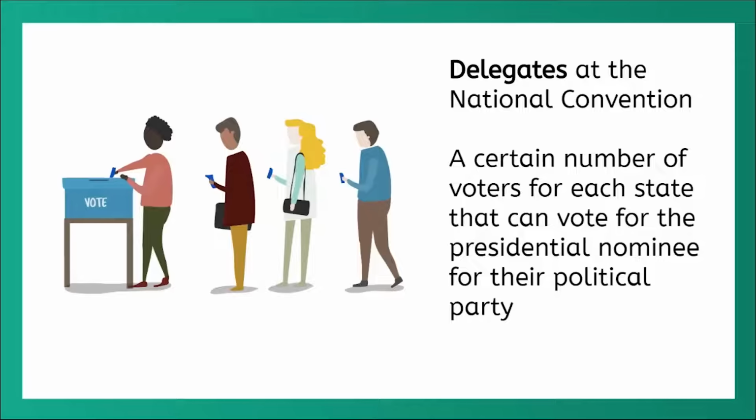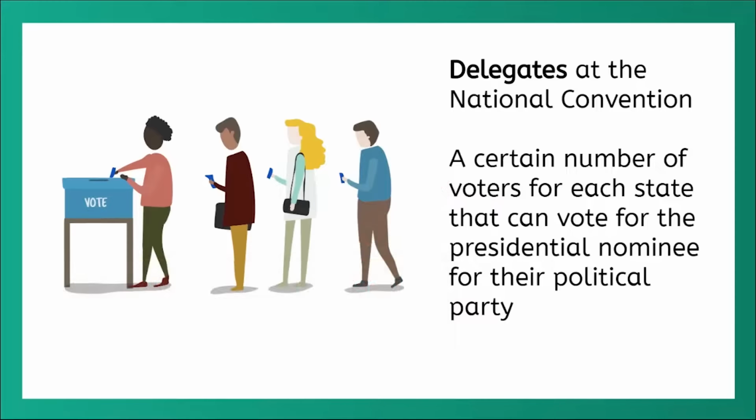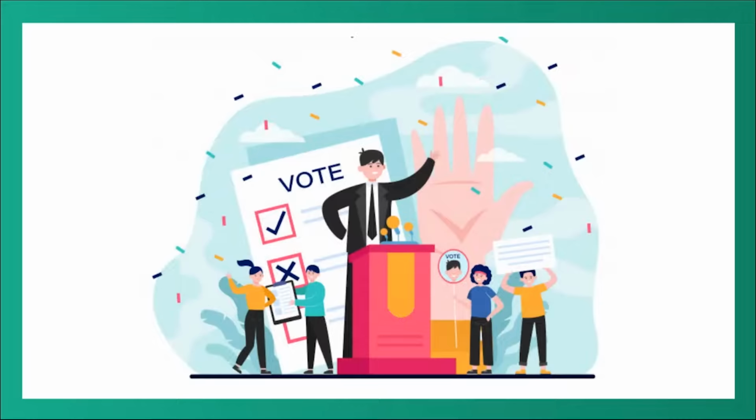Each U.S. state has rules for who can participate in the national convention. Each state is given a number of voters who represent their state. The number of voters is based on the state's population, how many Congress members belong to the political party, and how the state usually votes, Democrat or Republican. These special voters are called delegates. At the National Convention, the presidential nominee chooses their running mate, the vice president. Then the presidential nominees of each party campaign throughout the country to win the support of the general population, the everyday citizens who will vote in the general election.